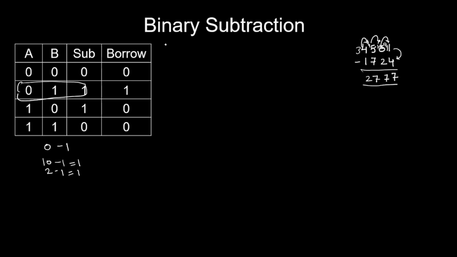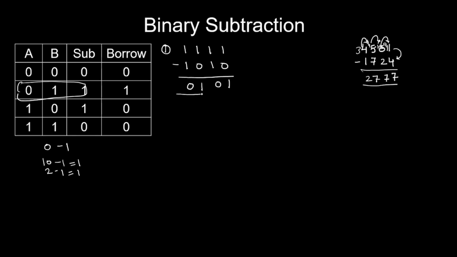First example: the number is 1111 and we have to subtract 1010. According to the truth table, when you subtract 0 from 1, you get 1. 1 minus 1 is 0. 1 minus 0 is 1, and 1 minus 1 is 0.